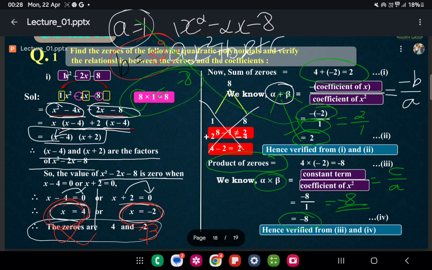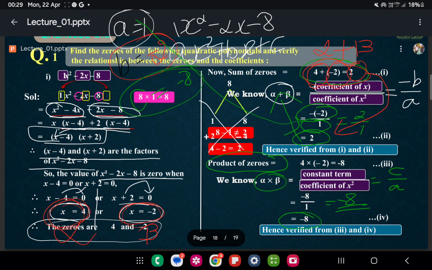So alpha plus beta. Alpha is 4, beta is minus 2, so you will get 2. Exactly, we have verified that we have got the answer 2, alpha plus beta in the form of formula.